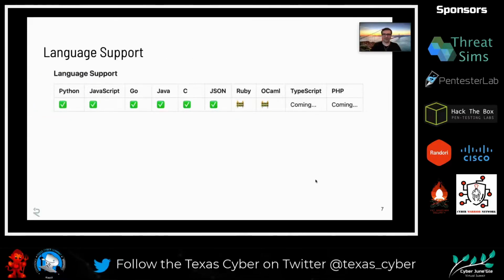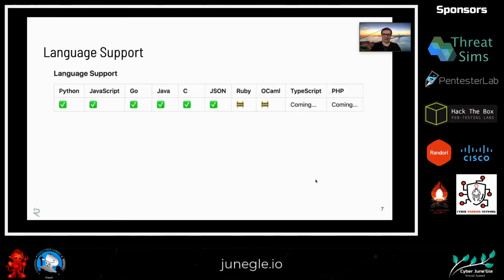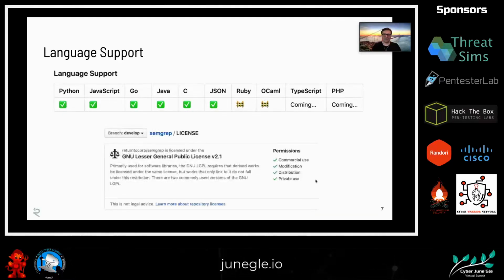You might be asking, does semgrep work for my language? We've added many languages in the last couple months. Right now, we have really good support for 5 languages, and we have 4 more coming this month. We also recently added support for JSON, so you can start to search configuration files and the like. Again, semgrep is open source, it's LGPL licensed, so you can use it for commercial use, and you can modify it. It's really nice to have a permissive license on a great security tool.